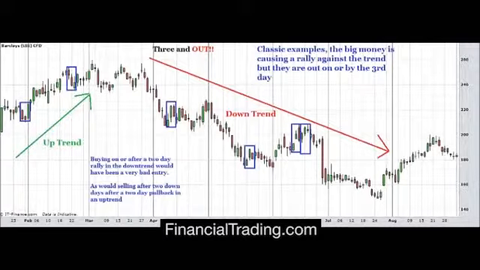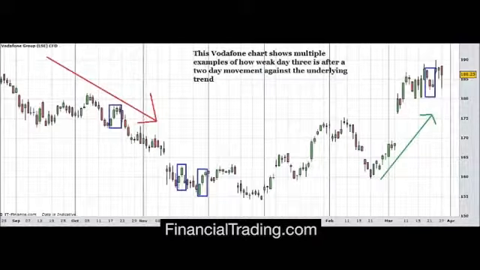These are classic examples of where the big money is causing a rally against the trend, or a movement against the trend, but they're out by the 3rd day. So this is why the free and out rule is so important. So you didn't think it was exclusive to Barclays, we've pulled up a random FTSE company and decided to go with Vodafone. The first example comes in a downtrend. Day number 3 actually gives you an up day, but it does show some weakness.